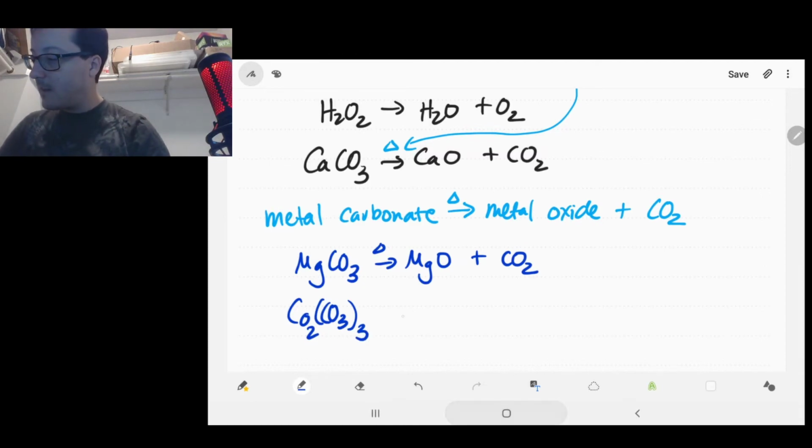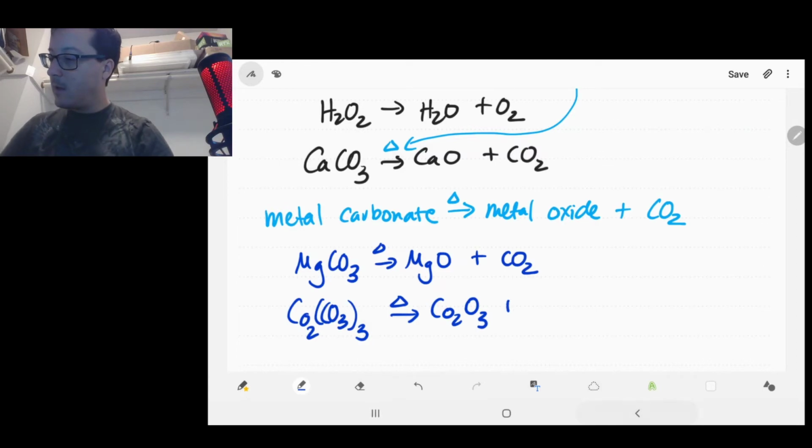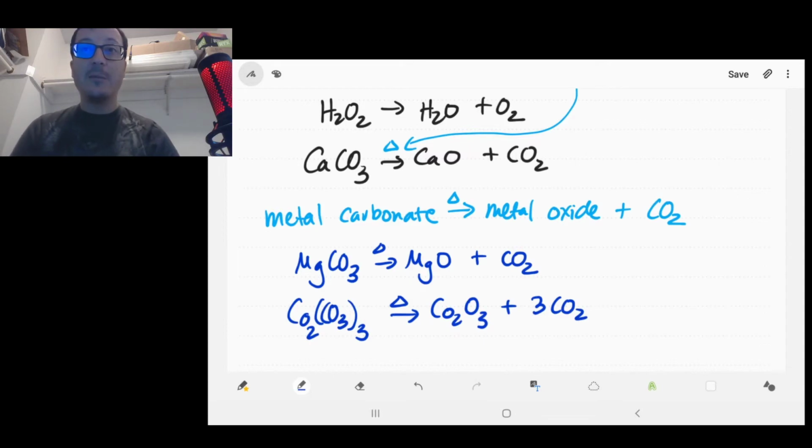If you were to heat this, you're going to break it into the metal oxide. And you're going to, in this case, have 3 carbon dioxides because you have 3 carbonates to begin with. So it's just a simple thing. Charges don't change. So cobalt was 3 plus on the left, it's going to be 3 plus on the right. These are pretty straightforward. So that's one kind of common decomposition reaction.